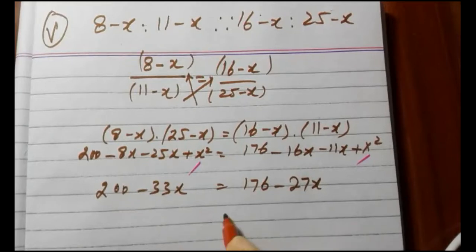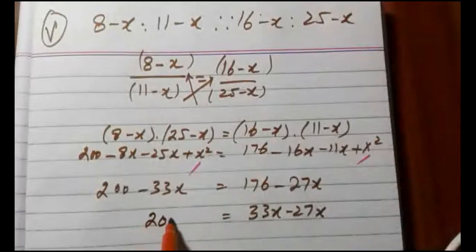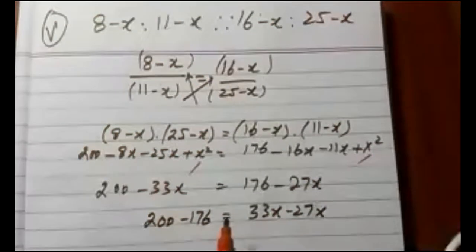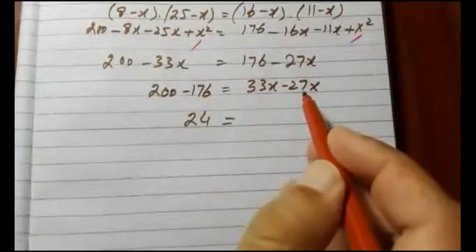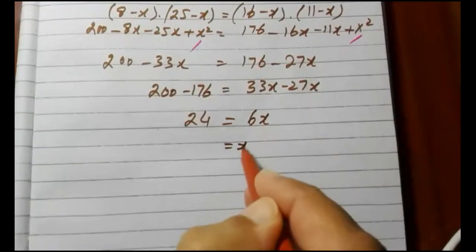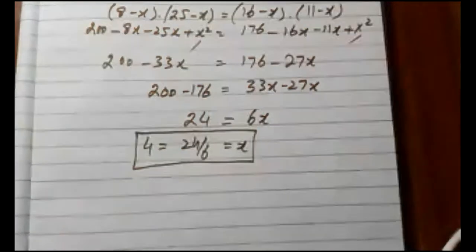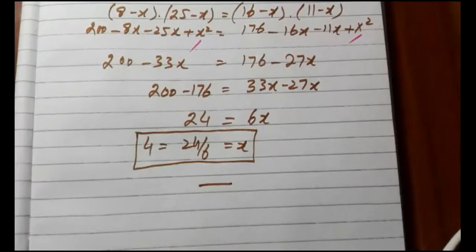You will shift variable terms involving x on one side and terms involving constants on the other side, like this one. And then once you subtract these two terms, 33 minus 27, it will become 6x, and 24 from here, so x will become 24 by 6, which is equal to 4. So this is how you will calculate the value of x. So this is question number 11, and this is part number 3. Let me take your questions.